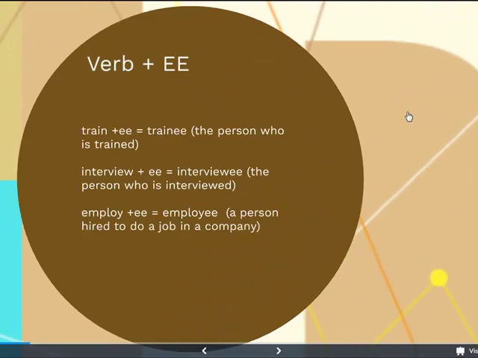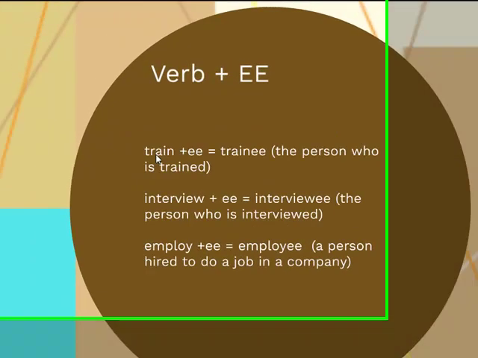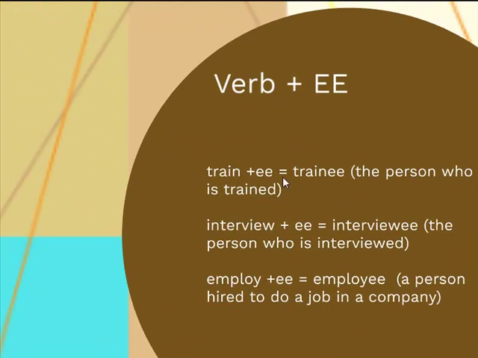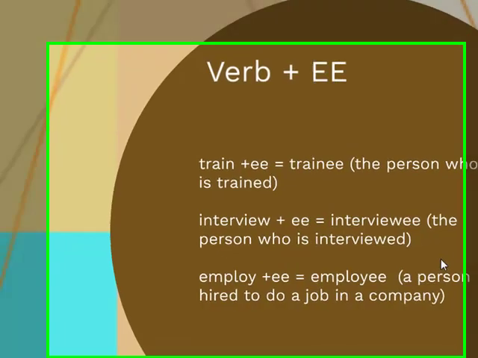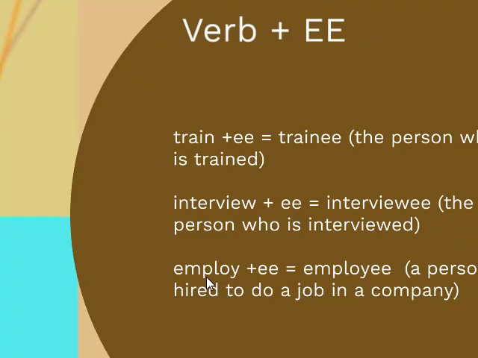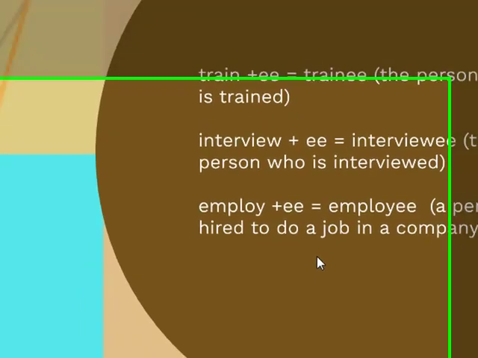The suffix ee. Okay, so in this case we have the verb train plus ee, we get trainee. Trainee is the person who is trained. So we have trainer is the person who trains, and trainee is the person who is trained. Interview is the verb. We have the interviewer, that is the man who asks the questions, and the interviewee, that is the person who is interviewed or who answers the questions. Employ, we get employee. So an employee is a person hired to do a job in a company.